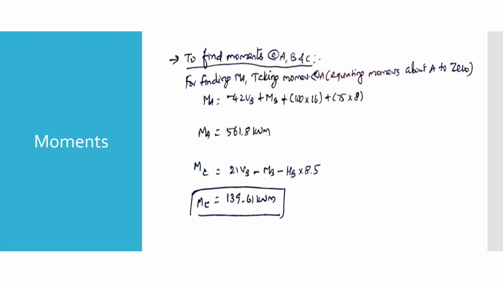To find support moment MA at left support A, we take moments about A and equate to 0. MA equals minus 42 VB plus MB plus 100 times 16 plus 75 times 8, which yields MA equal to 561.8 kilonewton meters. Next, to calculate moment MC at crown C located 21 meters from B, MC equals 21 VB minus MB minus HB times 8.5. Substituting our values gives MC equal to 21 times 39.6 minus 25 minus 78.47 times 8.5, resulting in 139.61 kilonewton meters.